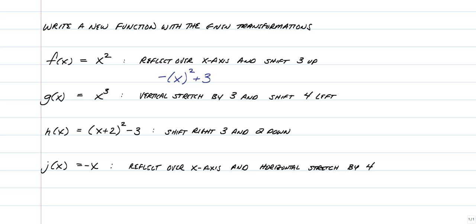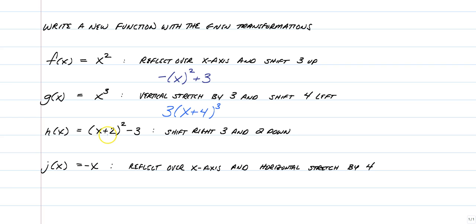Okay? So g of x, it's x cubed. So vertically stretch it by 3. So that means in front, we're going to put a vertical stretch of 3. But we're going to shift it 4 to the left. So now we have to think about 4 units to the left. Left and right is opposite of what you think. So inside the parentheses would go +4. And now you would keep the cubed. Okay? So that is how we use transformations.